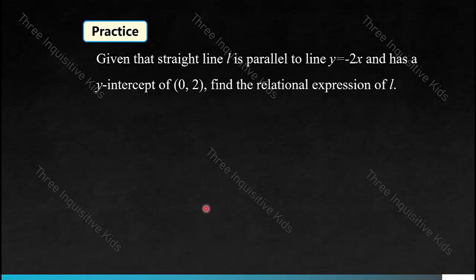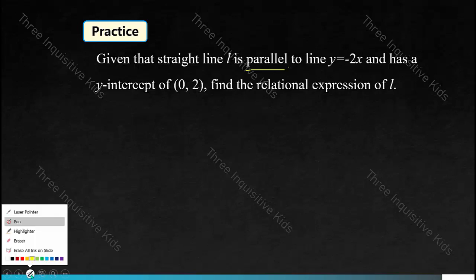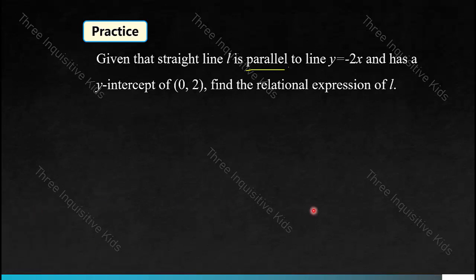Given that straight line L is parallel, I think in one of the previous videos it talked about the significance of this word, to line y is equal to negative 2x and has a y-intercept of (0, 2), find the relational expression of L. Well, first we know this function has a y-intercept, meaning that it has to be a linear function, not a proportional function.